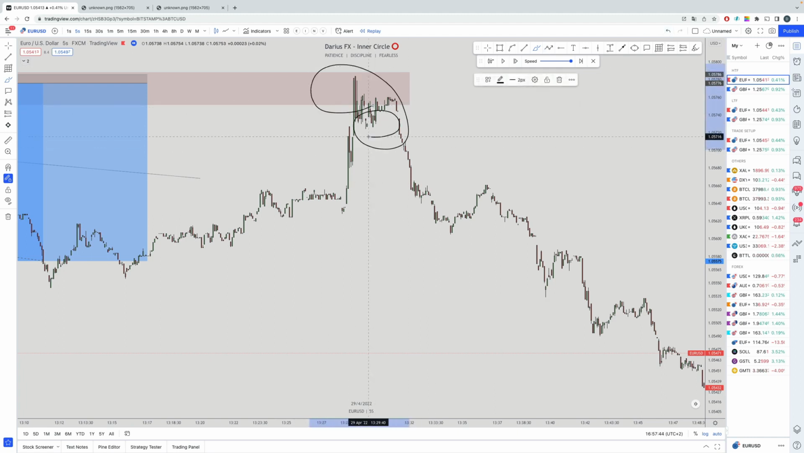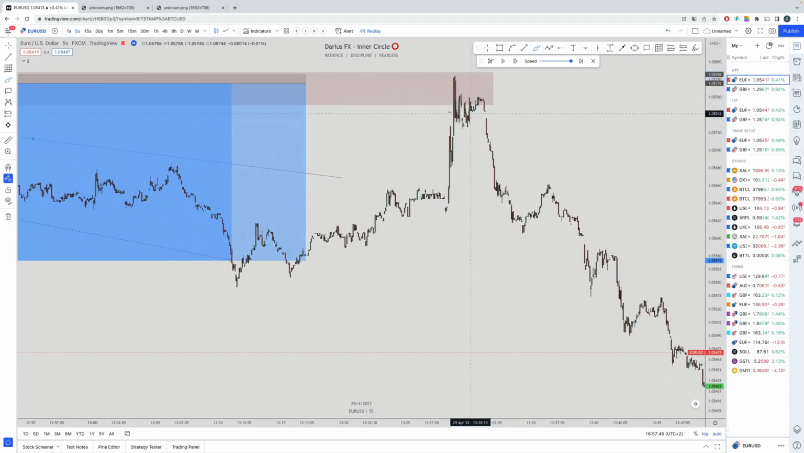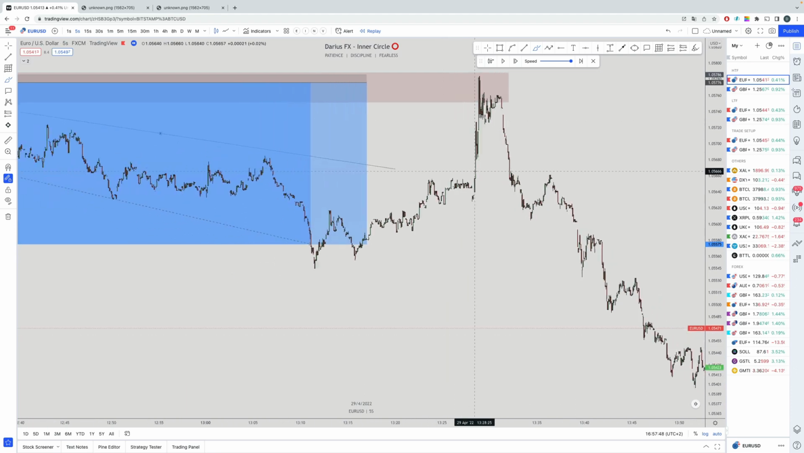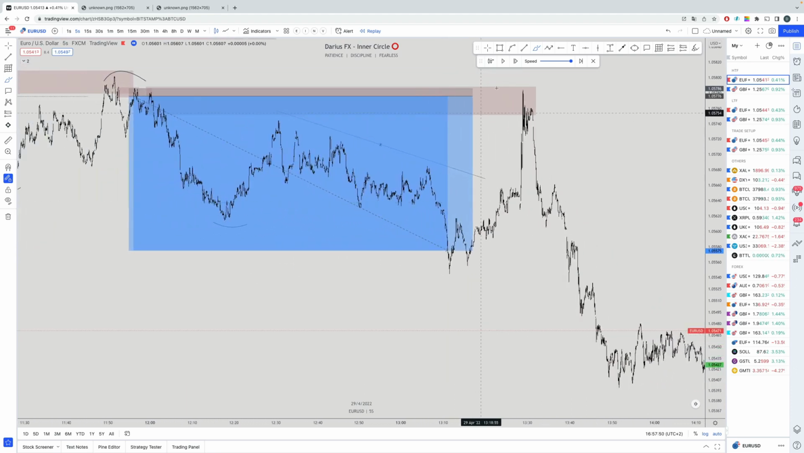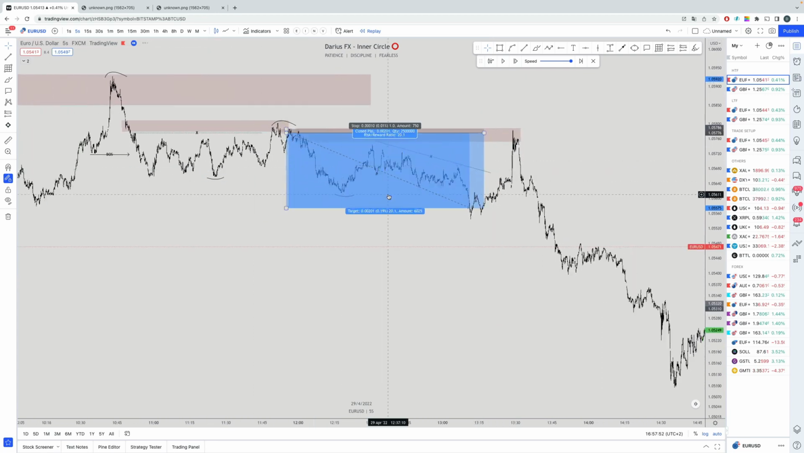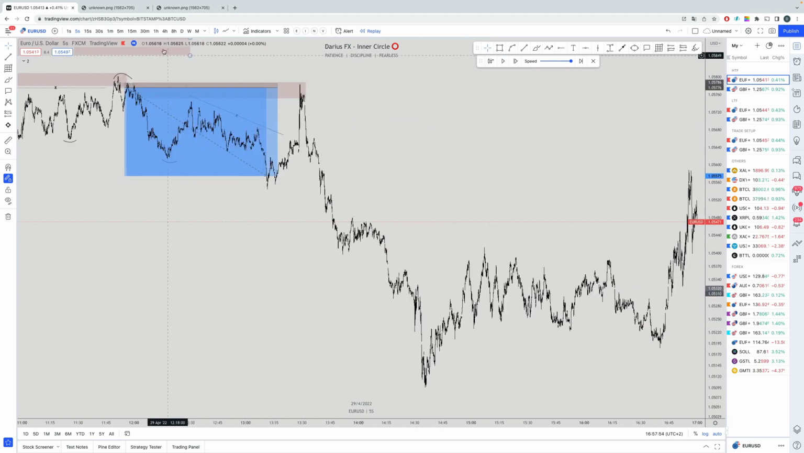So probably take a photo of this. This is important to study. It's always the same price action, guys. So over time, you will see it's always the same. Okay, you have a few scenarios that price likes to provide you.